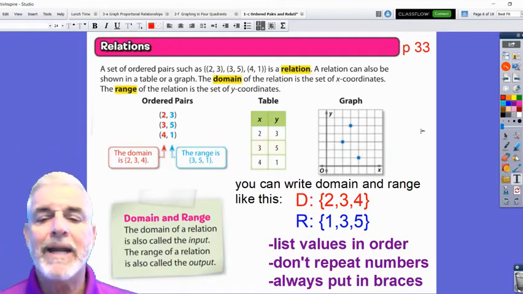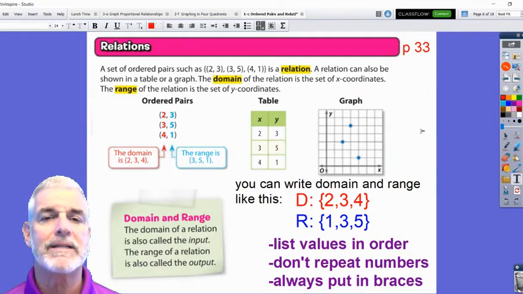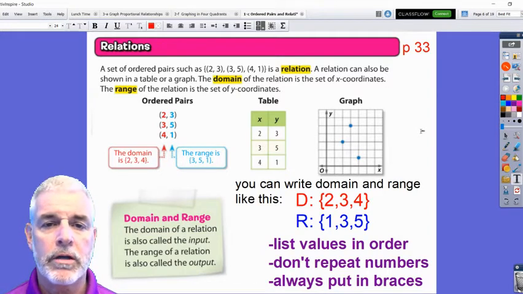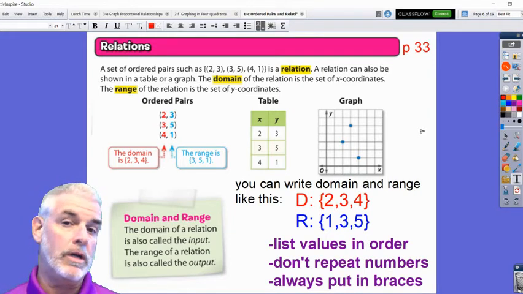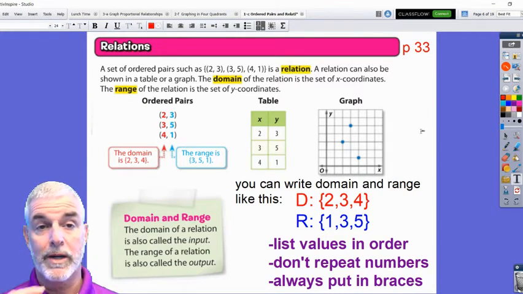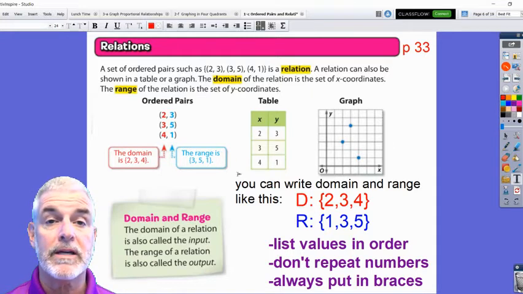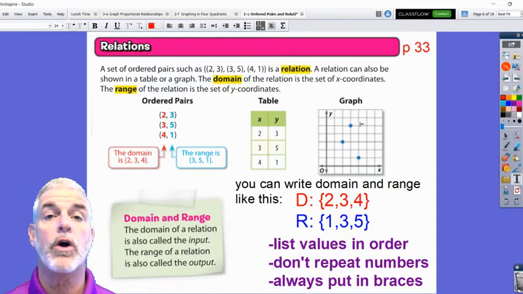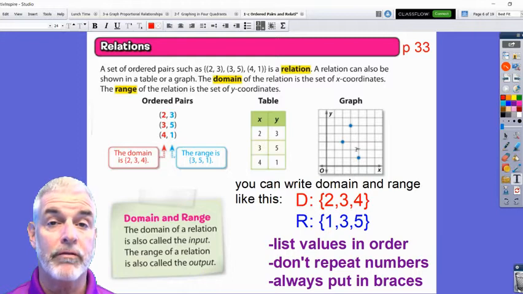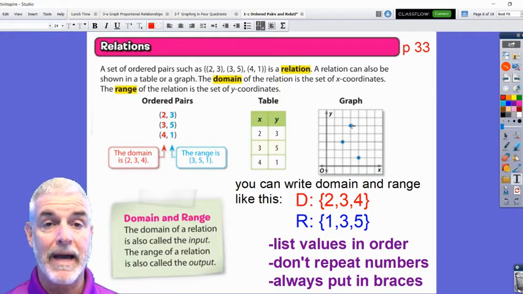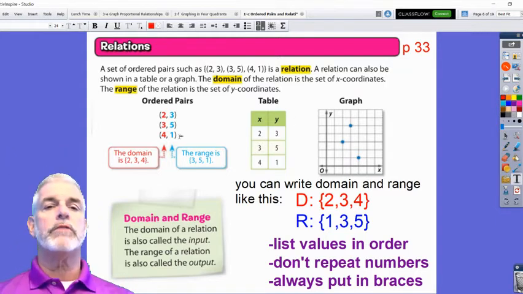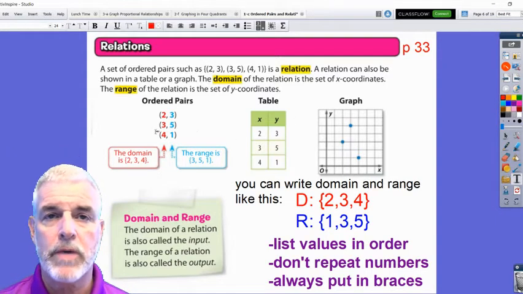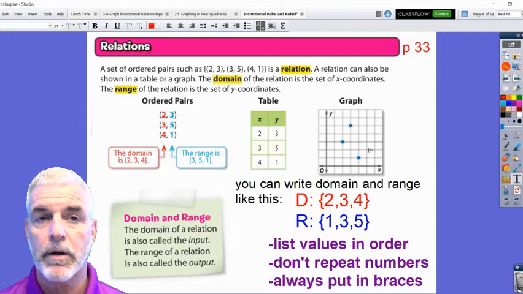So a relation, any set of ordered pairs, any set of 2 numbers that go together, is called a relation, okay? You can show a relation in a set of ordered pairs. You can show it in a table of values like this, right? You can show a relation in a graph because every dot on the graph has an x and a y coordinate that go together, okay? So these are 3 ways that you can show a relation, all right?